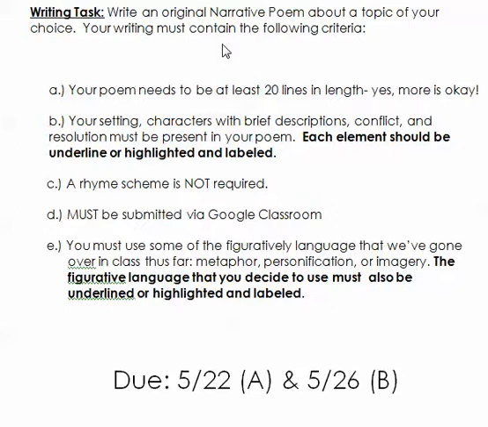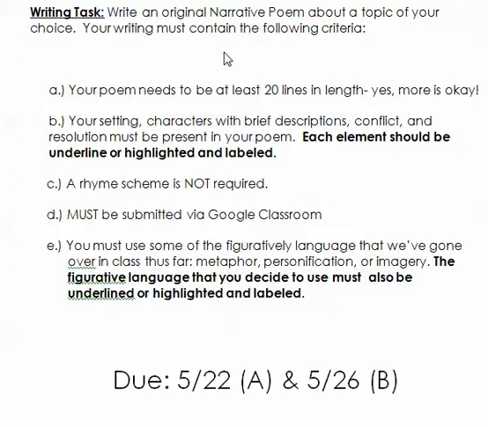Okay? Your poem needs to be at least 20 lines in length, but it is okay if you want to have more. You can divide that up into stanzas however you choose. You can have 5 stanzas of 4 lines each. You can have 4 stanzas of 5 lines each. You can have 2 stanzas of 10, however you would like to do it.